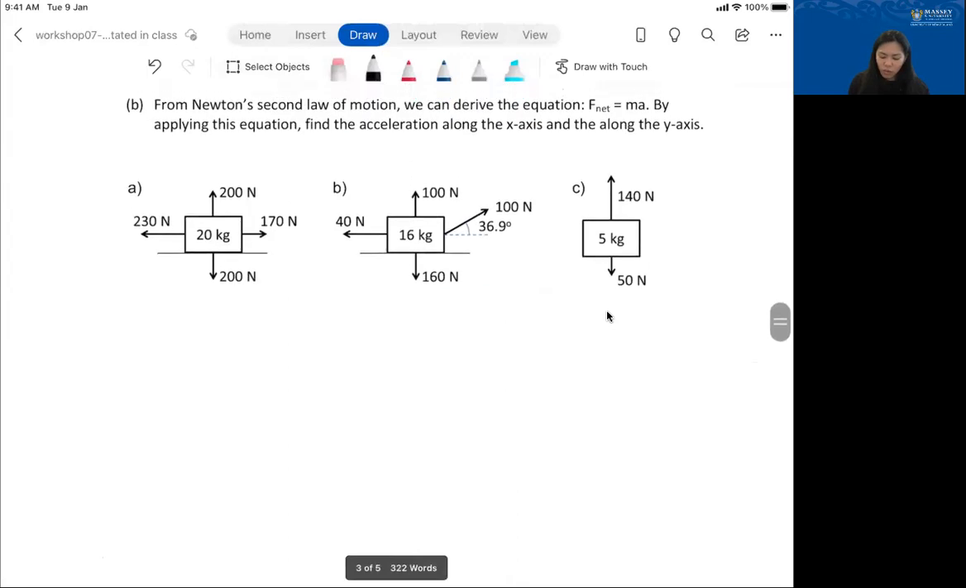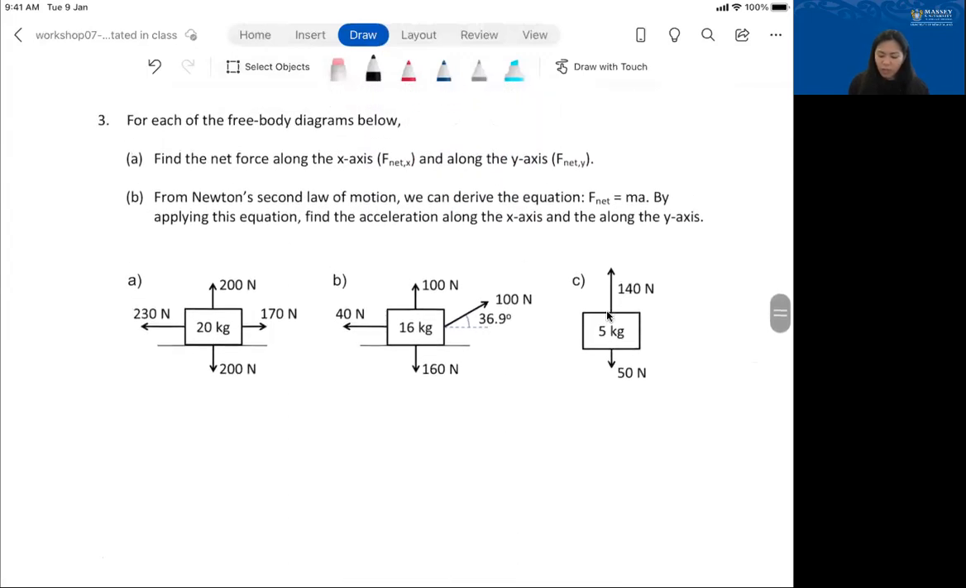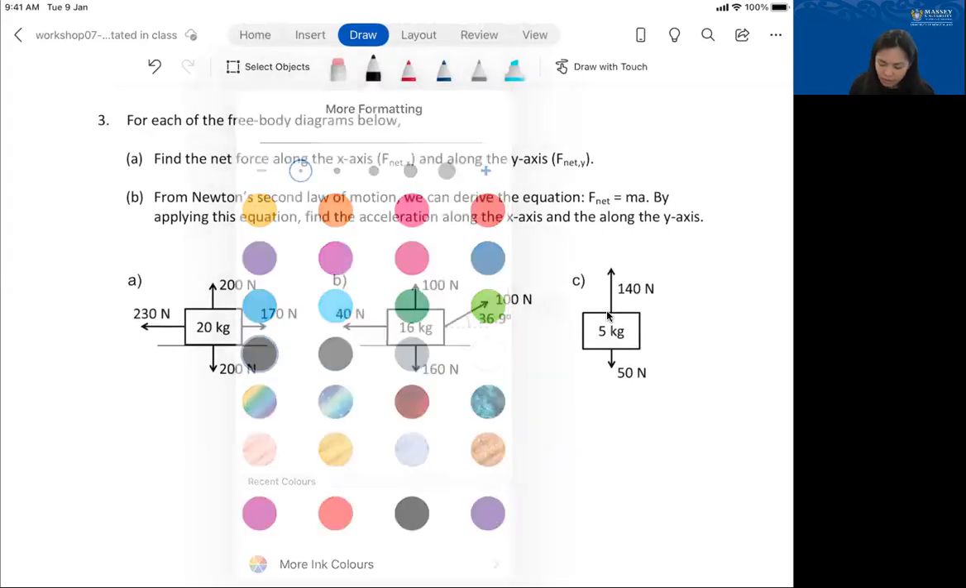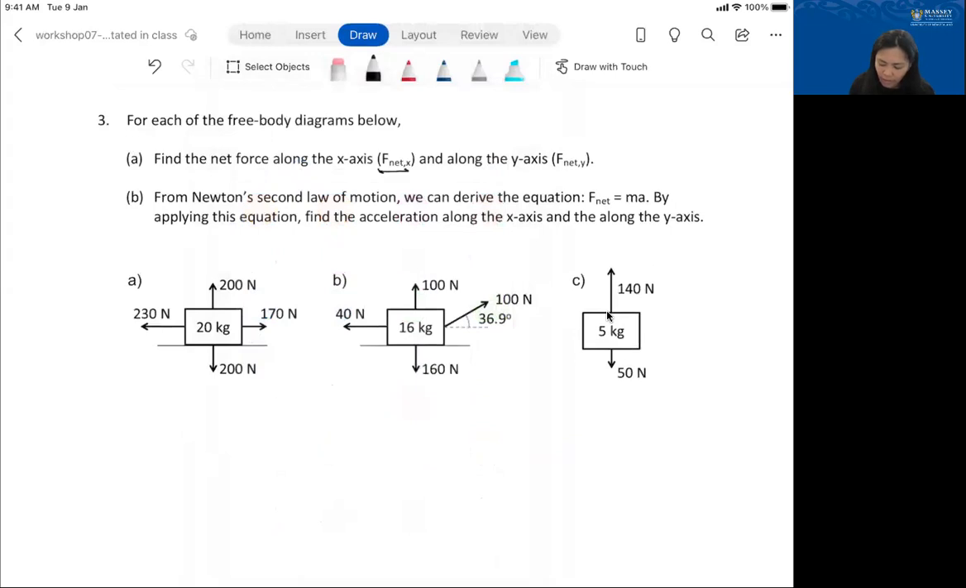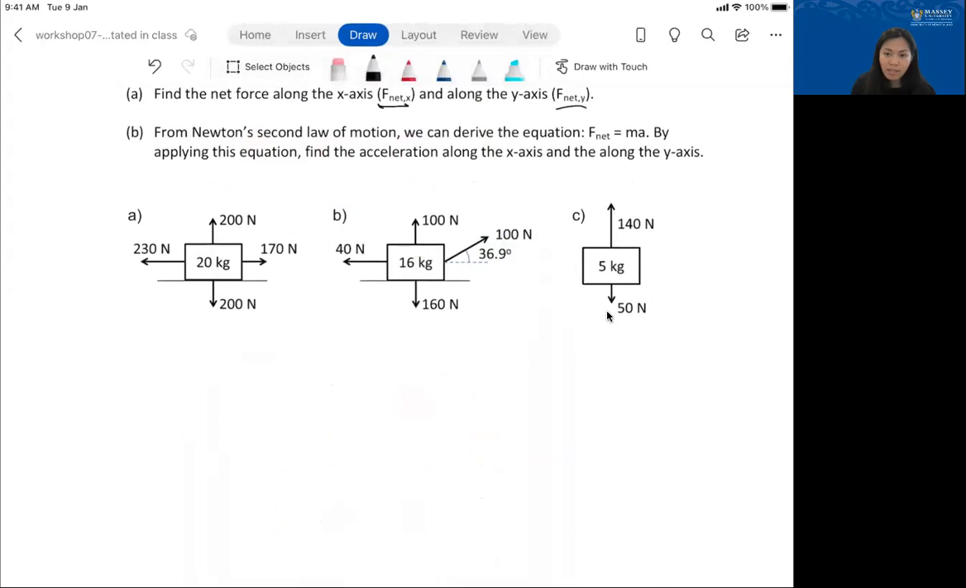Okay, let's go to question number 3. We are given the free body diagrams with forces along the x and forces along the y. First question, find the net force along the x-axis, that's F net x, and the net force along the y-axis, that's F net y. So when you're getting the net forces, you separate x and y axis.